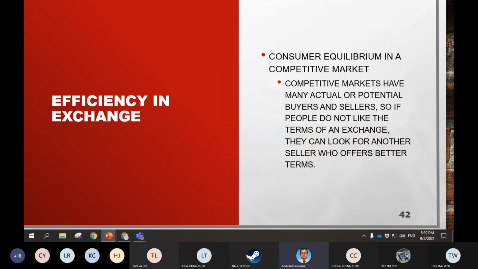As a conclusion, I would say that consumers' equilibrium is in a competitive market. A competitive market has many actual or potential buyers and sellers. So if people do not like the terms of an exchange, they can always look for another seller who offers better terms. So in order to make yourself better off, you always have the possibility to find another seller to make a deal with. And this is what happens also in international trade.